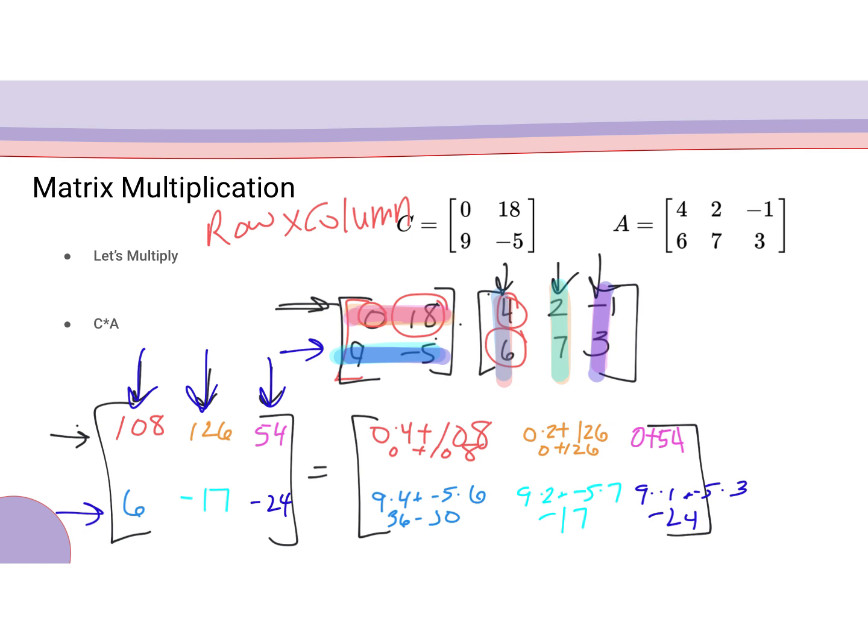Now again, we talked about the inner product matching. So this was a 2 by 2 times a 2 by 3. So you can see that the inner products do in fact match. And as I told you, the outer products will be the new dimension. And do you see that's what we got here? Another 2 by 3. So there's a way to kind of make these multiplications work, but that's how we do it.